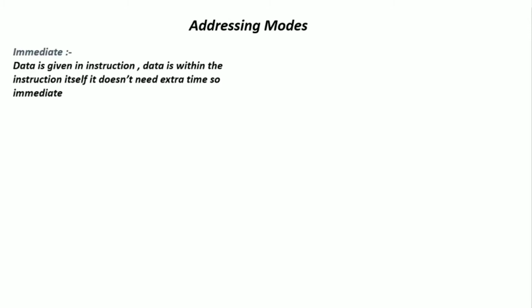Moving on. There are different types of addressing modes, and the first type is immediate mode. Data is given in the instruction. Data is within the instruction itself, so it does not need any extra time. So it is immediate. Basically, in this addressing mode, data is given in the instruction. Let me explain this with an example.